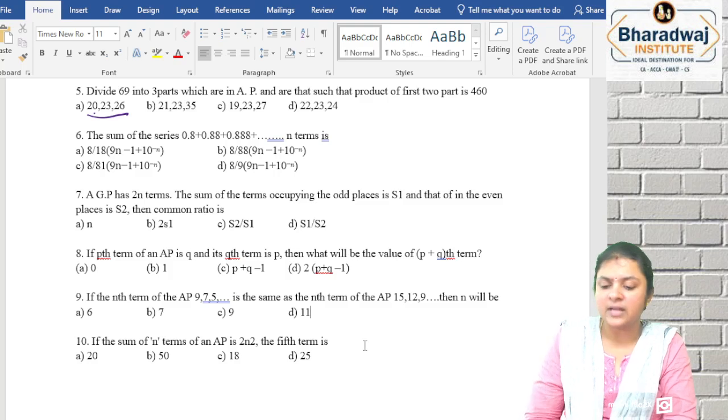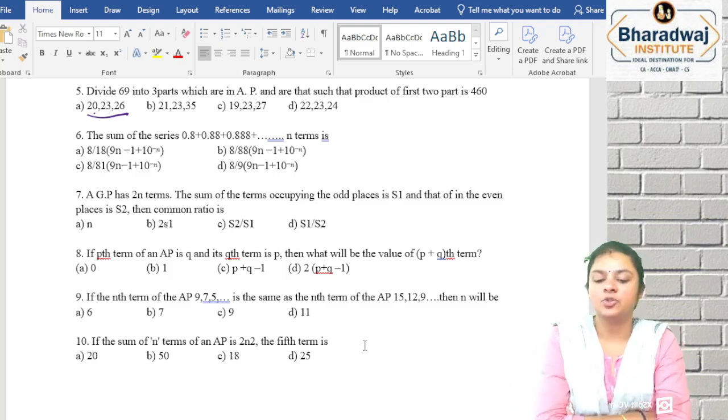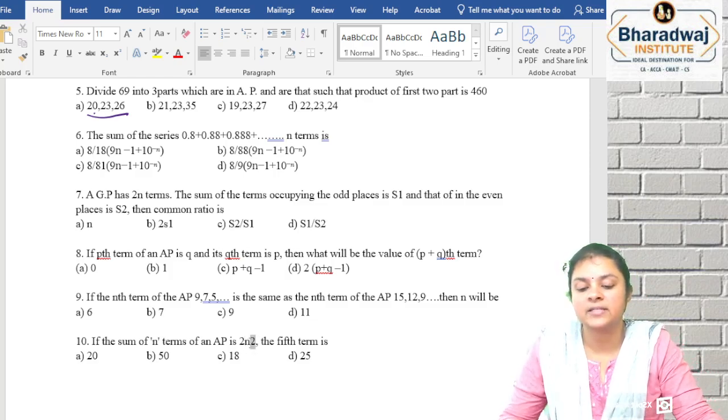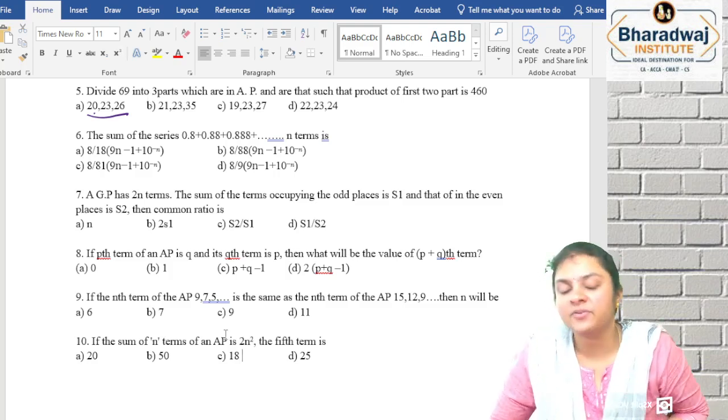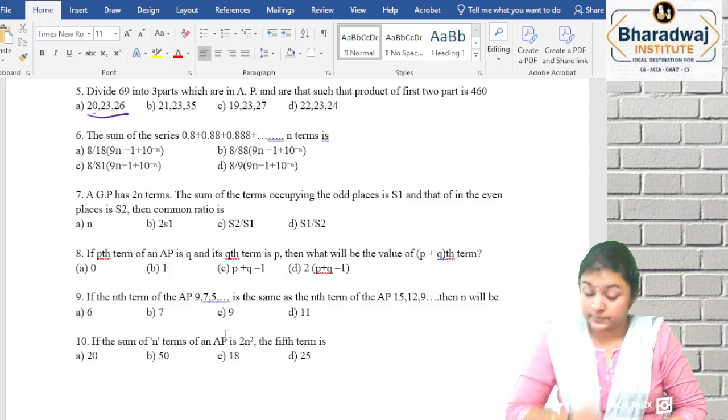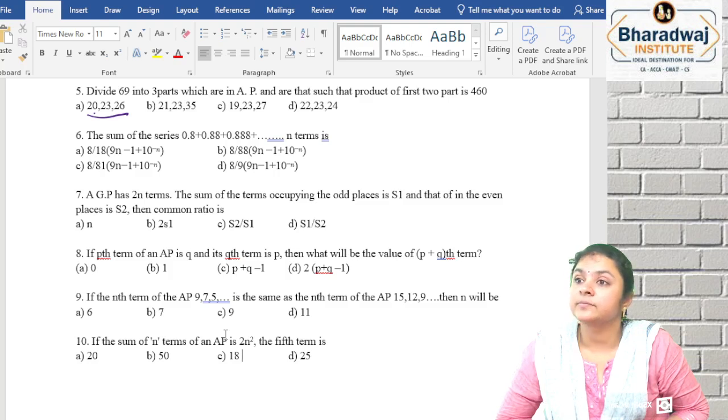Clear? Last question. Sum of n terms of an AP is 2n square. The fifth term is? Sum of 5 terms of AP. Fifth term is?